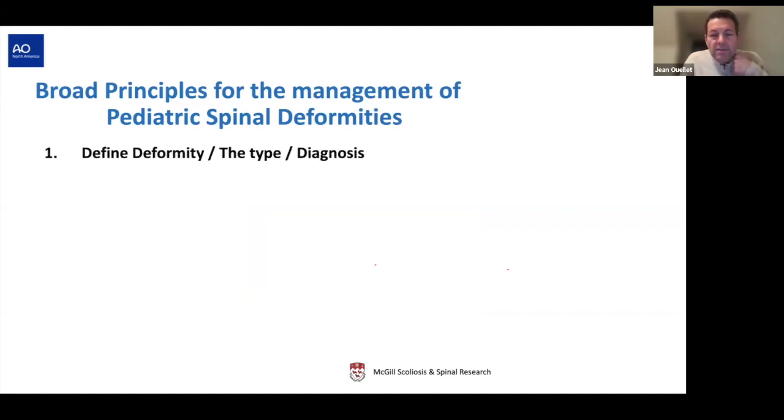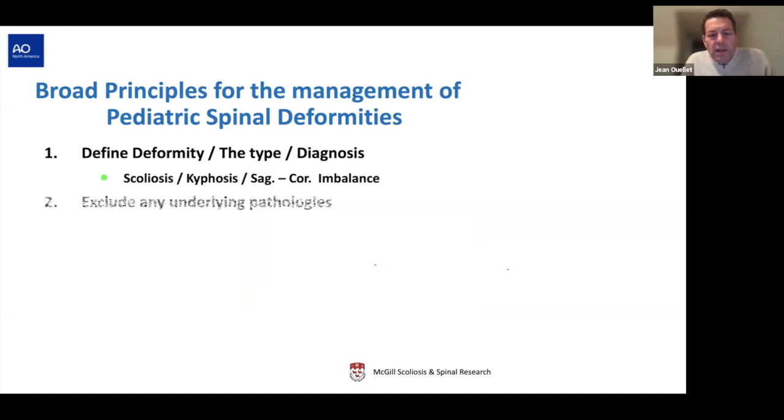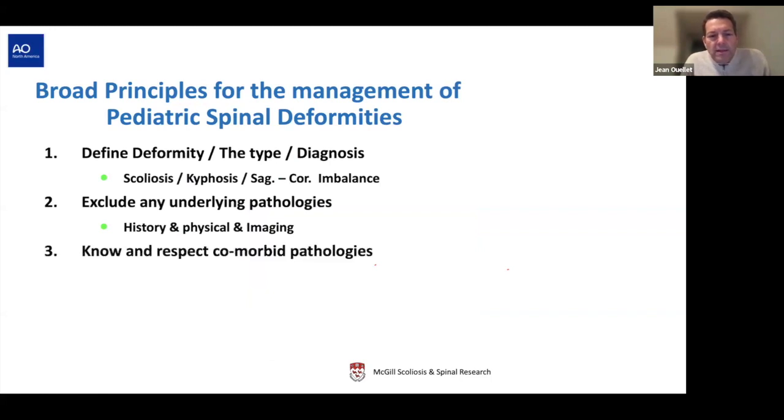So essentially the broad principles for management of pediatric spinal deformities are, one, define the deformity, identify the type and the underlying diagnosis. Figuring out the true etiology behind the abnormality will allow you to avoid and identify associated pathologies, minimizing your perioperative complications. To know and respect these comorbidities will allow the patients to have a better outcome.